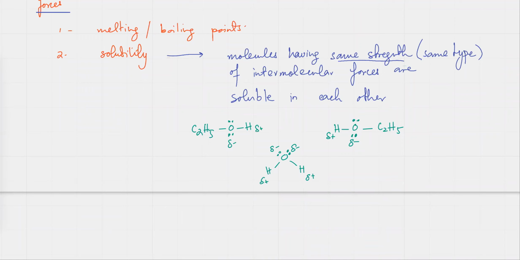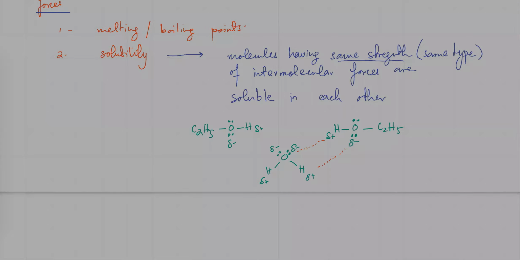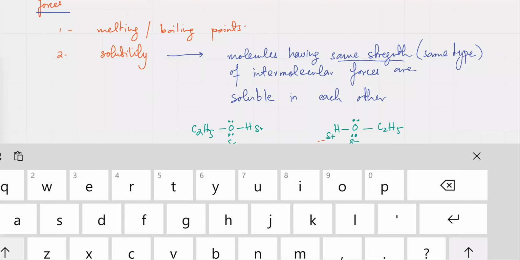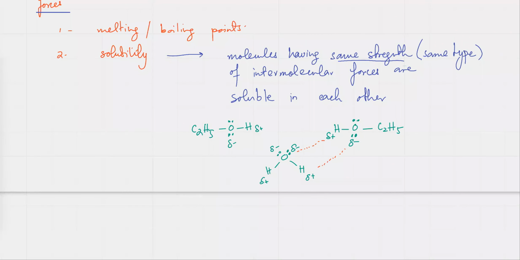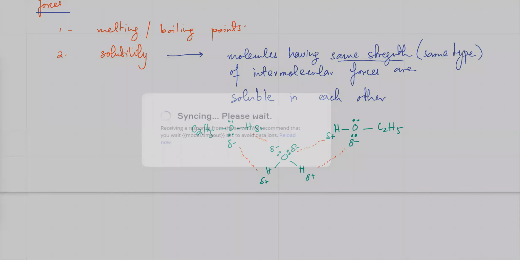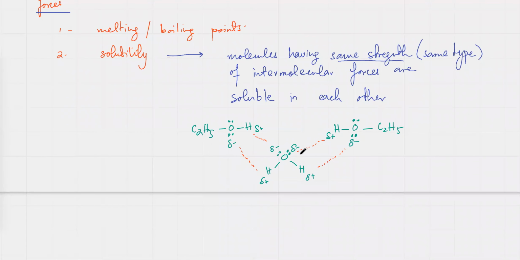So I'm going to show the hydrogen bonds. The negative lone pair will be attracted to the positive H. The lone pair of this will be attracted to the positive H of the water molecule. And similarly, this H will be attracted to this lone pair. The lone pair will be attracted to the H over here. So they'll be attracting each other and they're going to mix with each other. So same type, same strength, they're going to mix.